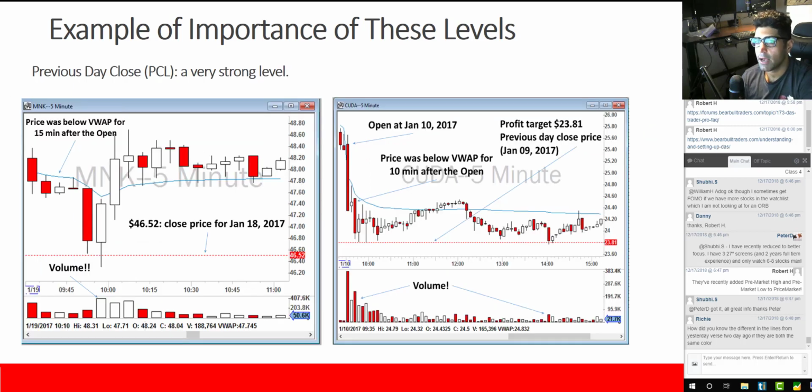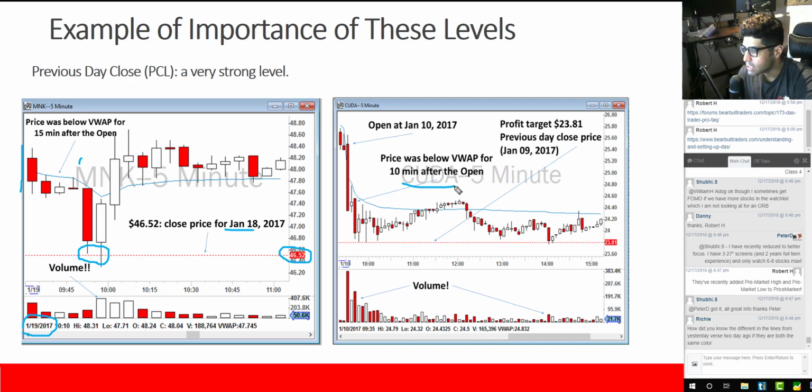More examples. Previous day close. So MNK on January 19 gapped up. Previous day close was at 46.52. Stock at the open, so the market opens here. Stock sells off all the way up to the previous day close and then bounces back, going here. What is that 46.52? This is not magic. This is the previous day close, January 18, 2017. I already had that in my chart.